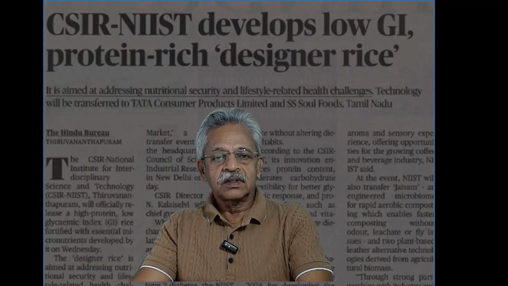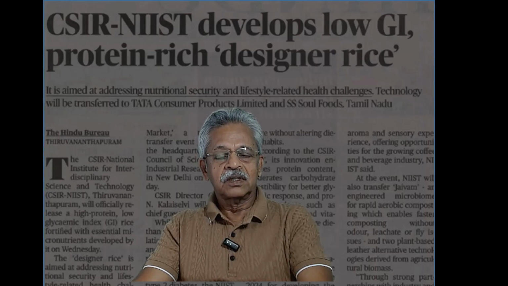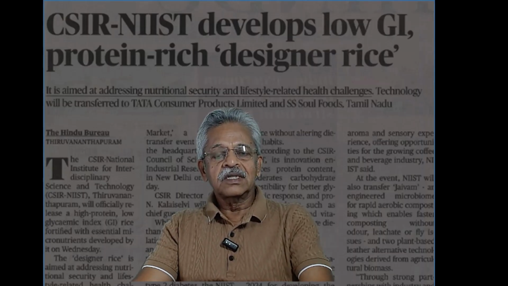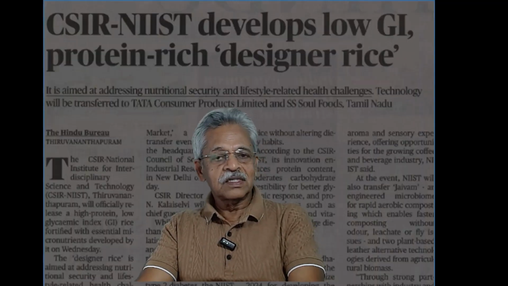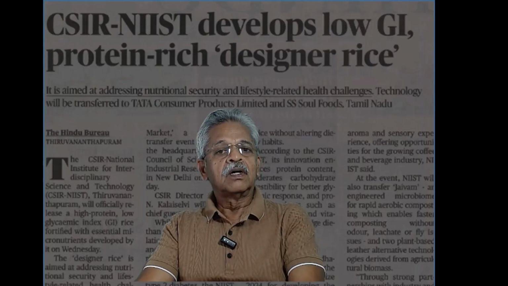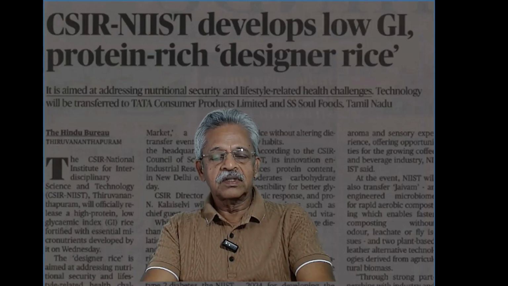Then what else have they done? They have added more fiber to this, which is not digested, not absorbed. It just increases the bulk of the food. It stays in the stomach. This also prevents the hunger. It also delays the absorption, reducing the glycemic index. So white rice, 70 glycemic index, is now reduced to 54. The glucose spike is prevented.